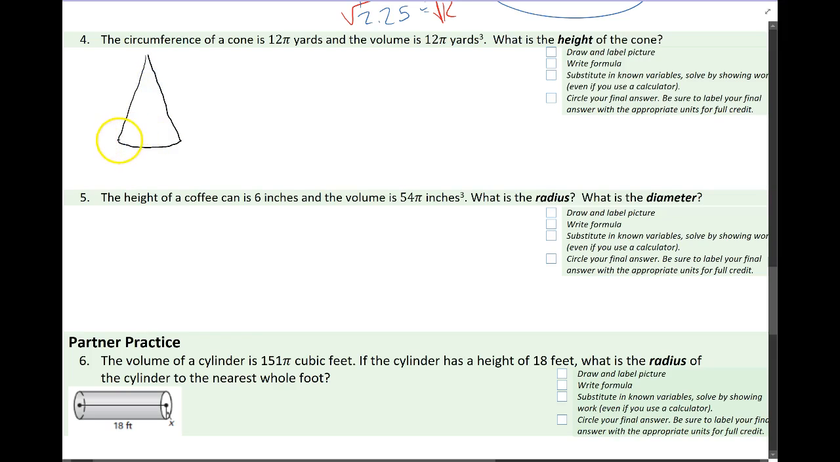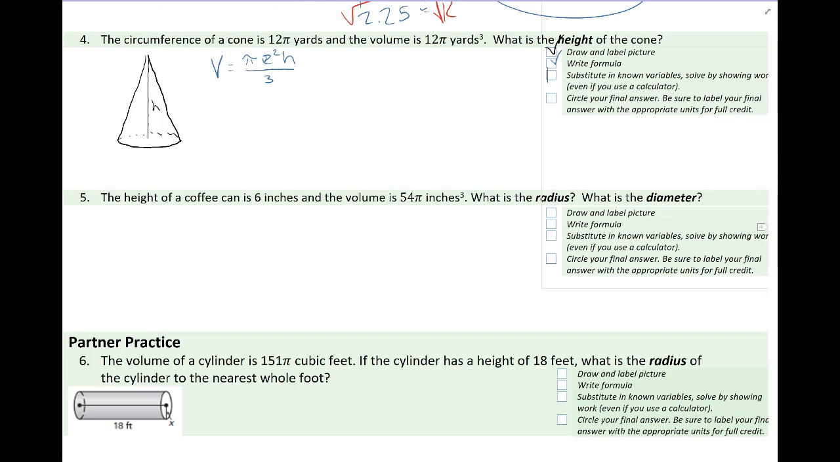So I draw this, and I want to know the height of this. I don't know the height, but I know that there's a way to find it. Now, I'm going to start off by writing the formula of what I know. Well, I know that the volume of a cone is equal to pi times the radius squared times the height, all of which is divided by 3. Now I need to substitute in known values. But that's kind of tough initially because I know the circumference of the cone.